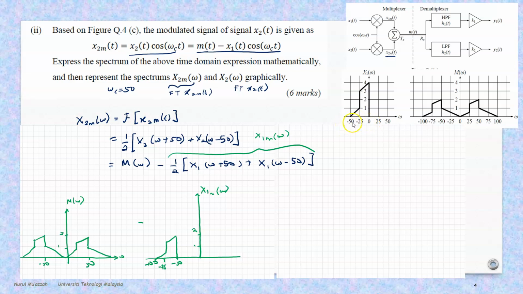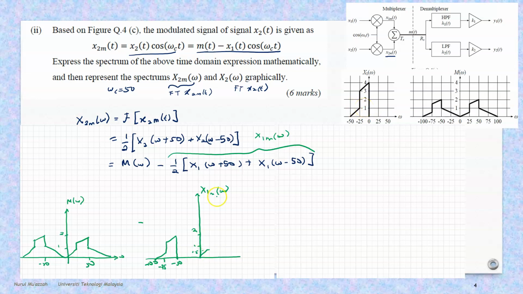So negative 50 plus 50 is 0. So we will have 0 here, like this. Okay, and this point should be at 1 over 2, or 0.5. Why? Because this point is at 1. Okay, the amplitude here is 1, x1 omega.